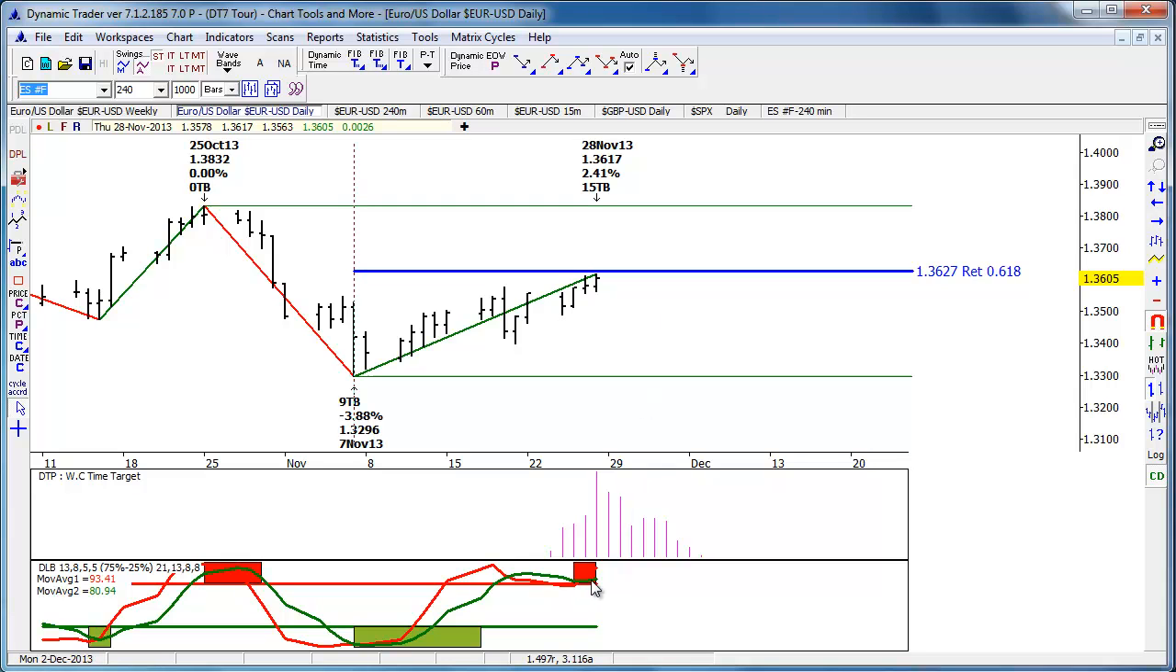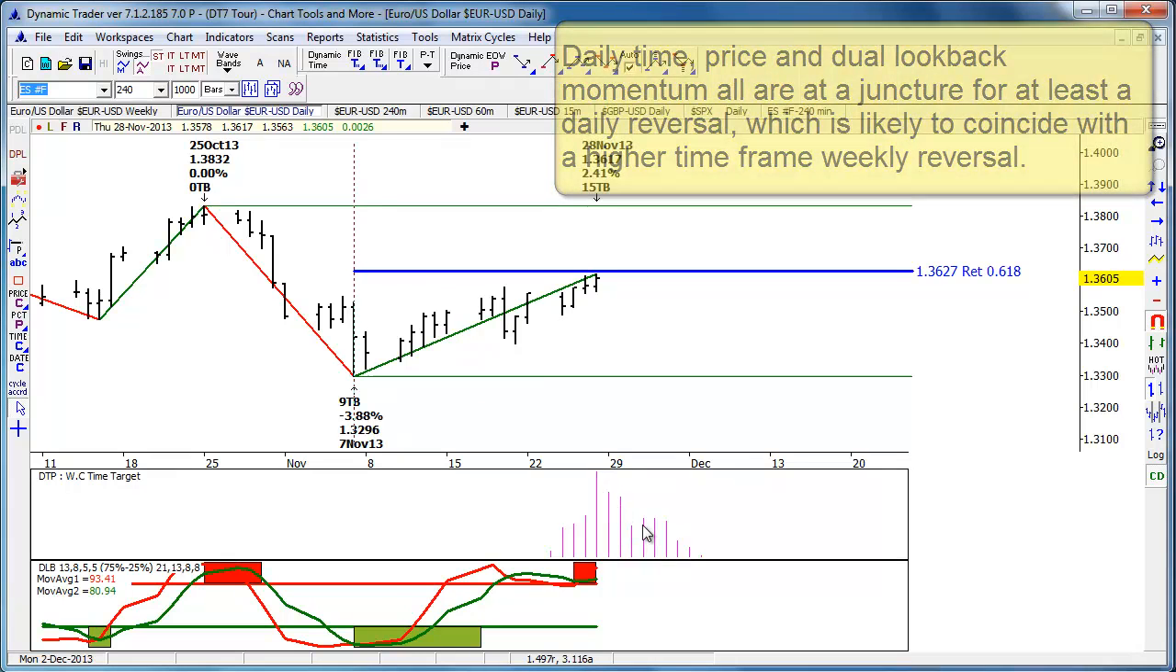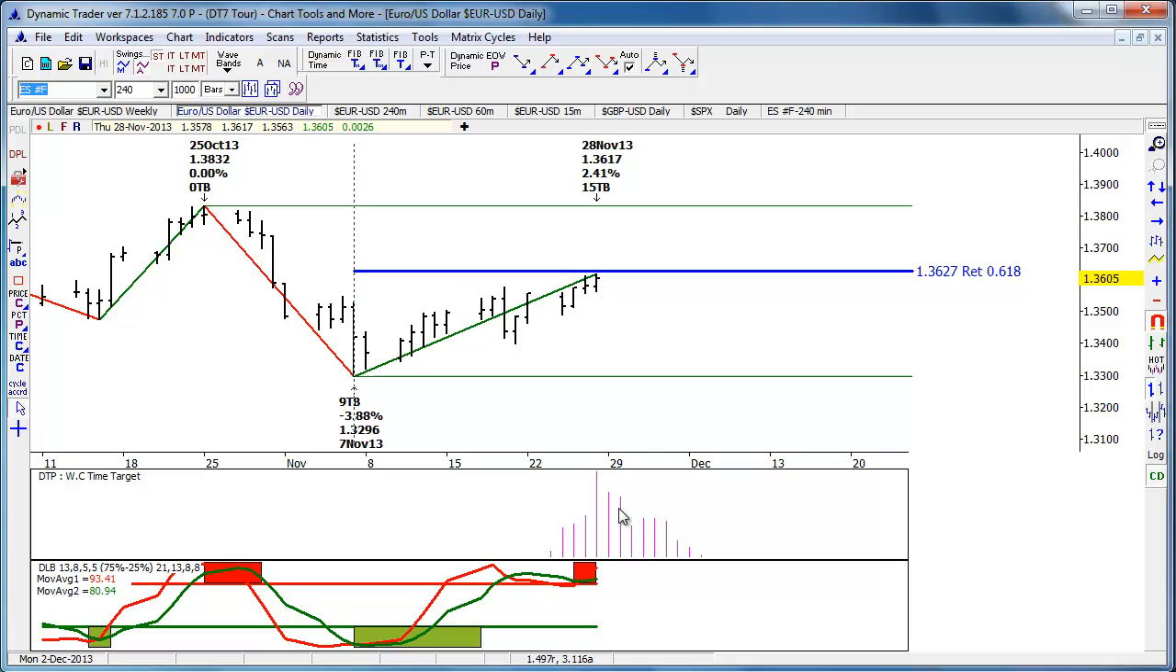Daily momentum is extreme overbought from actually 3 lookback periods. The weekly momentum is bearish. And November 28th, just yesterday, was the highest probability date of making a daily reversal. And as you can see, in the days ahead, the time factors just decrease. So this is Friday the 29th, either today or probably the latest on Monday, we should complete a daily high according to our time factors.